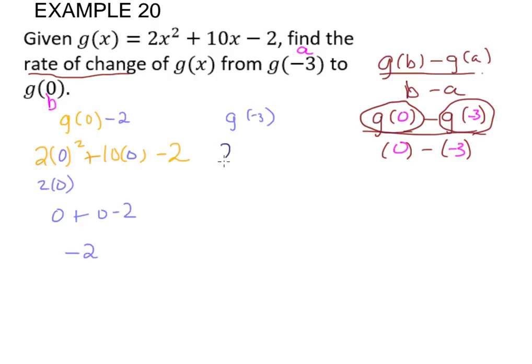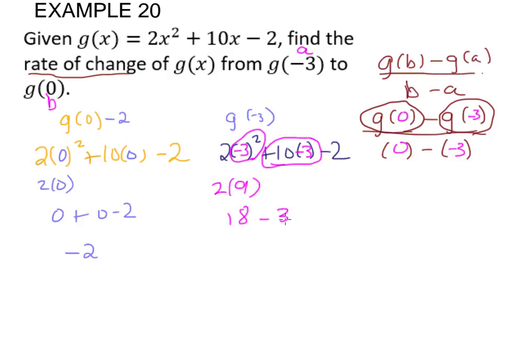So we take our formula, 2 times something squared plus 10 times that something minus 2. We're going to plug in -3. -3 squared, that's 9, times 2 is 18. 10 times -3 is -30 minus 2. 18 minus 30 is -12. Minus 2 is -14. Okay, so we know that g of -3 is -14.